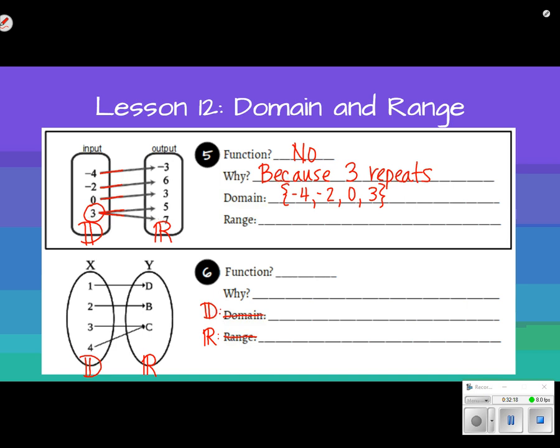But just circling things, you're not going to be able to convey that to me enough. I want to see these lists of values. Same thing here for our range: -3, 6, 3, 5, and 7. No repeats. That's the nice part about the mapping diagram. They don't allow repeats, so you pretty much are going to avoid that. Try number 6. See what you can do.